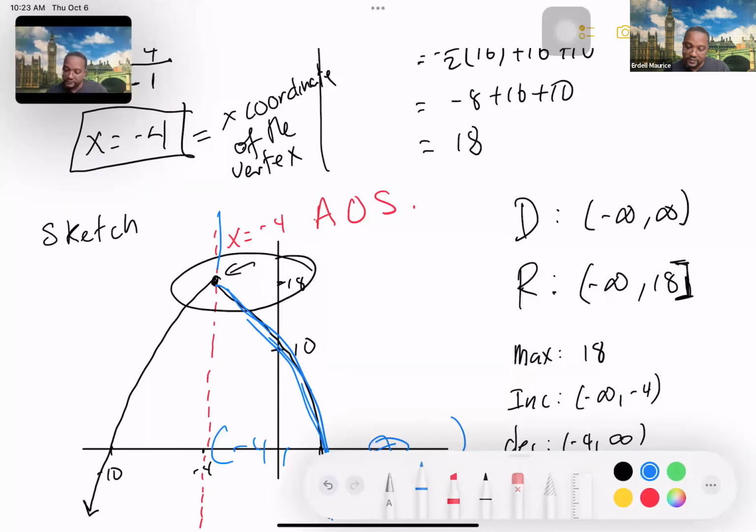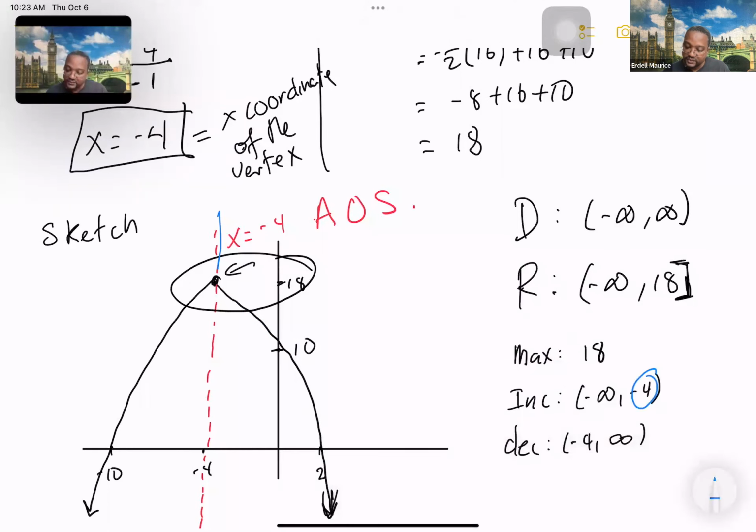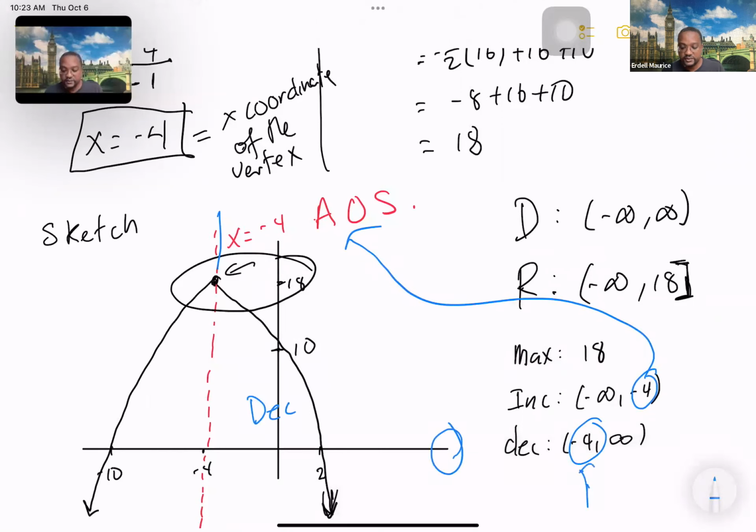And so the moral of the story is the axis of symmetry splits the graph. And so these two numbers simply come from the axis of symmetry. You just have to determine which side it's increasing on and which side it's decreasing on. Since it's decreasing over here, it's decreasing on the plus infinity side. So it's decreasing from -4 to infinity. And over here, it's increasing on the negative infinity side. And so it's going to be negative infinity to -4.